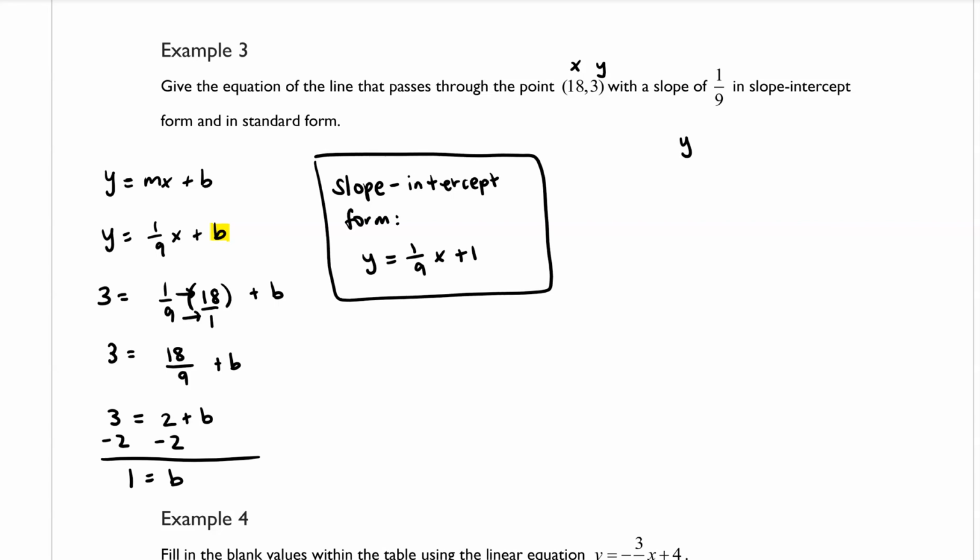And to get that into standard form, we would want to move anything over to one side that has the x or the y. So I'm going to go ahead and subtract 1/9 x from both sides. So that will cancel out on the right-hand side and give us 0. On the left-hand side, we will be left with negative 1/9 x + y = 1. So this is our equation in standard form.